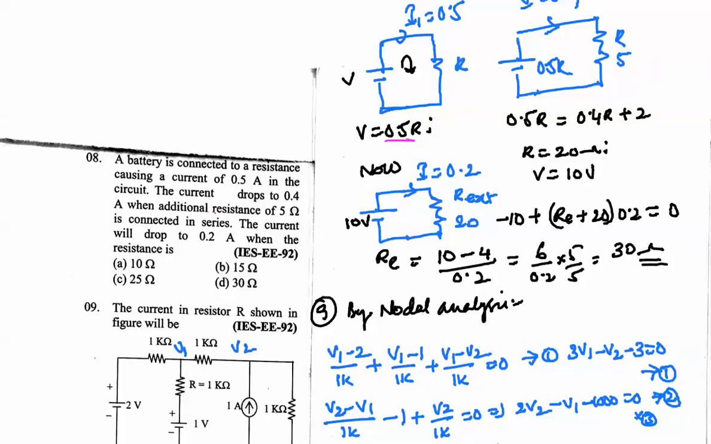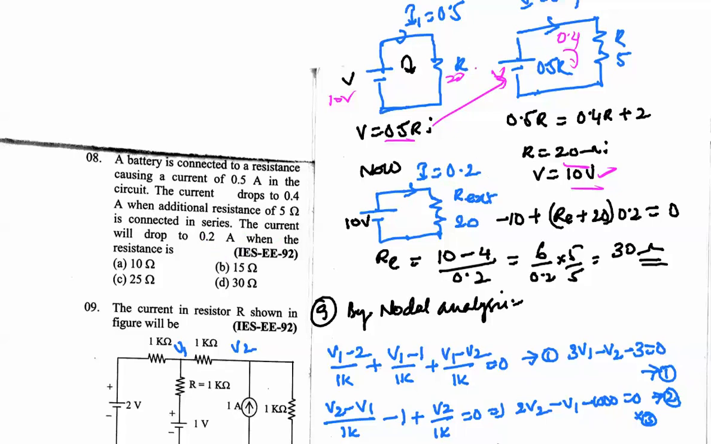The current drops to 0.4 when an additional resistance of 5 ohms is added. From KVL, we already know V is equal to 0.5 into R, so 0.5 into R is equal to 0.4 into R plus 0.4 into 5. From this we get R is equal to 20 ohms and V is equal to 10 volts. We got these values. Now the next condition is when the current drops to 0.2 amps and the additional resistance is.